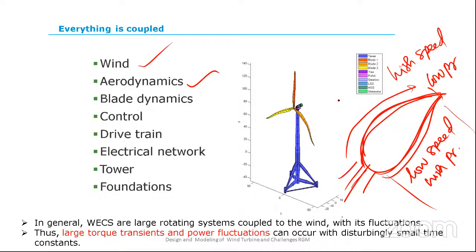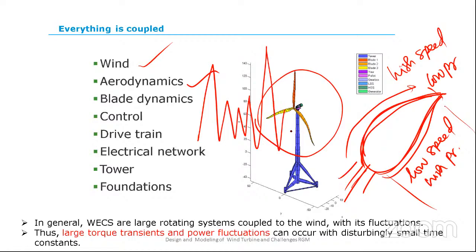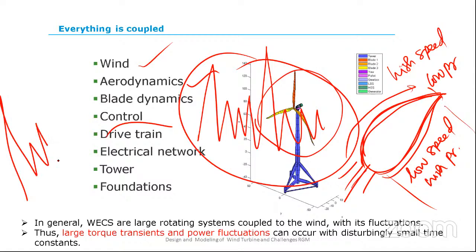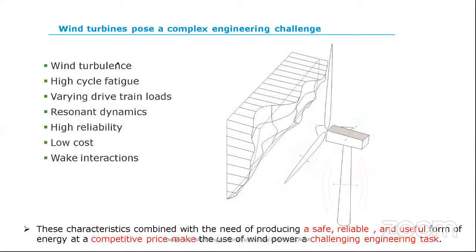Wind turbine generators, as I told you, are large rotating machines coupled to the wind with its fluctuations. Since the wind fluctuates, the torque varies and the power also fluctuates. Your frequency and voltage always fluctuate. Then you have to design the wind turbine based on these conditions, with various complex engineering challenges.